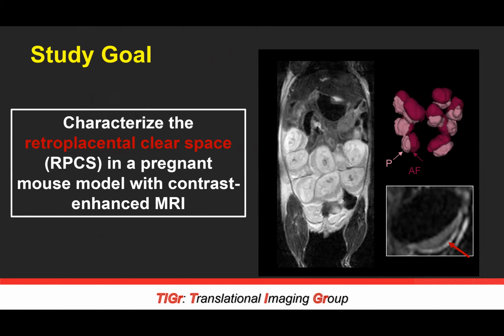So the study goal for this, and again, this has been done in multiple studies from our lab, is to characterize the retroplacental clear space in a pregnant mouse model using contrast-enhanced MRI. In this key image on the right, I have a T2-weighted anatomical fast spin echo image along with segmentations of the placenta and FPU at this time point. This is about day 12 or 14 in gestation, along with, at the bottom right, a single FPU with visualization of a dark band, the retroplacental clear space, between the placenta and the brighter vascularized band of the myometrial wall.